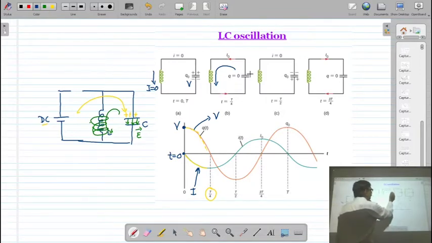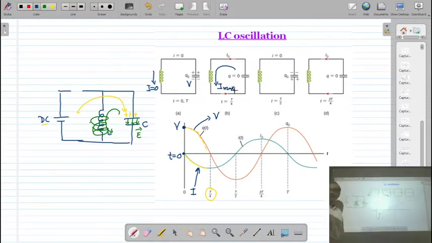Means there is no charge on the plate of the capacitor, and here we have a maximum charge in the inductor. Means the maximum flow of the charge will be there. So the maximum flow of the current will be there, and therefore at this point the current is maximum, but the voltage at this point is going to be 0. You can say your applied energy is now in the form of a magnetic field.